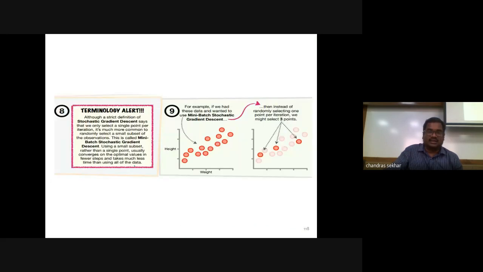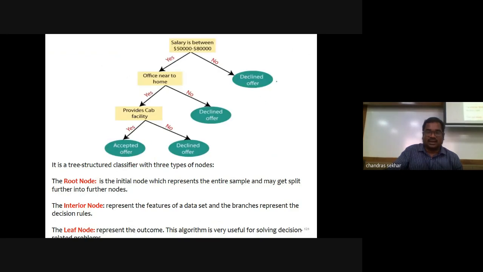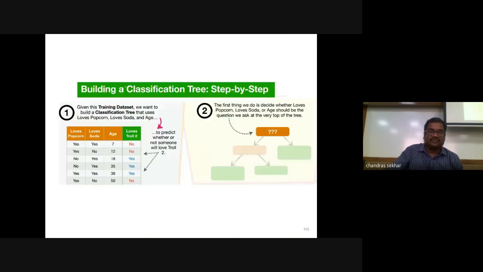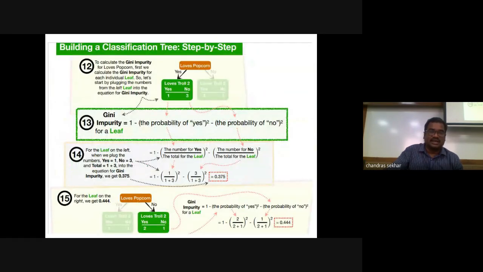Then we studied decision trees. In decision trees, we need the leaves or the labels, and the interior nodes or the features. We need to find the split criteria and which feature to select. The metric we need is the Gini index. The Gini index helps us find the best leaf.